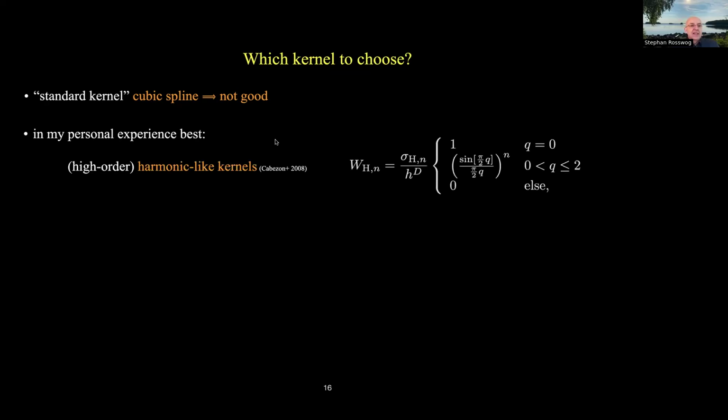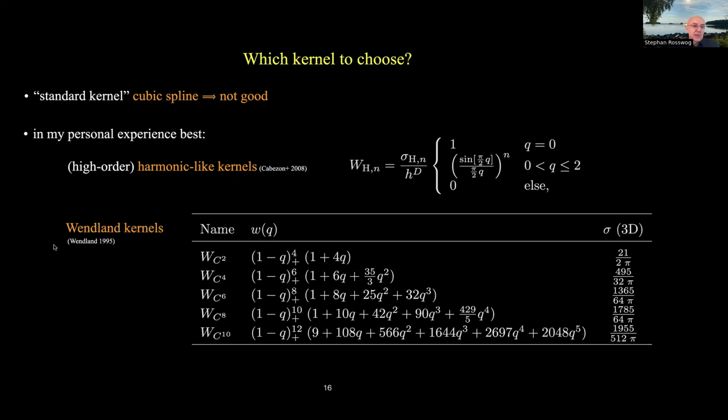In my experience, the best kernels are these harmonic-like kernels, which have this type of shape. And maybe even better are these Wendland kernels, which are due to, I think, a PhD thesis of Holger Wendland, which have these types of shapes. And they have really nice properties, these Wendland kernels. In particular, as the particles move, they move in a very nice and well-distributed way, so hardly any noise. They have a couple of other very nice properties.